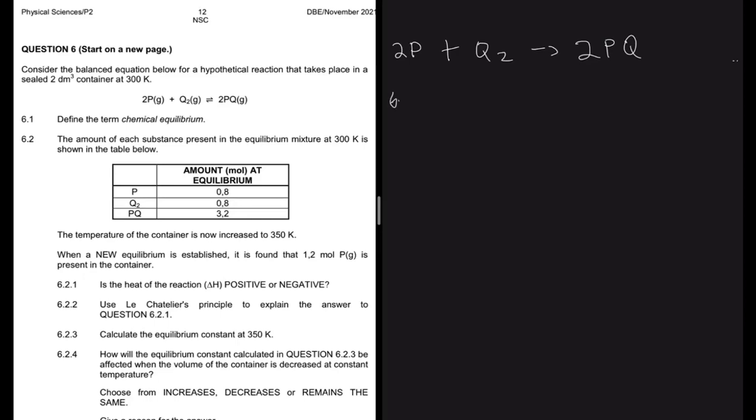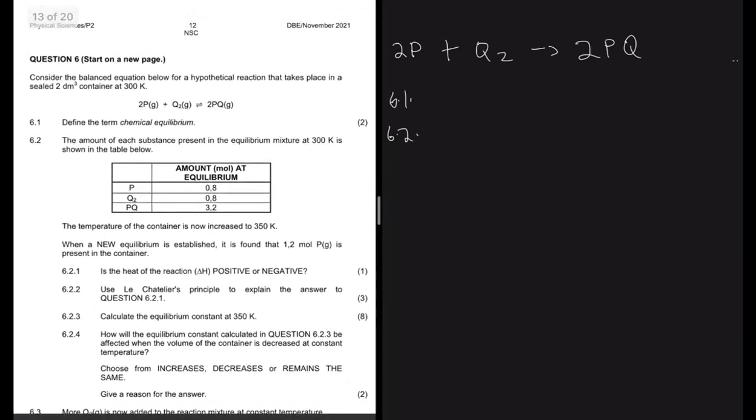And then 6.1 says, define the term chemical equilibrium. Chemical equilibrium is a stage in a chemical reaction when the rate of the forward reaction equals the rate of the reverse reaction. And then 6.2 says the amount of each substance present in the equilibrium mixture at 300 K is shown below in the table. And there we have the table. And then it goes on to say the temperature of the container is now increased to 350 kelvins. When a new equilibrium is established, it is found that 1.2 moles of P is present in the container.